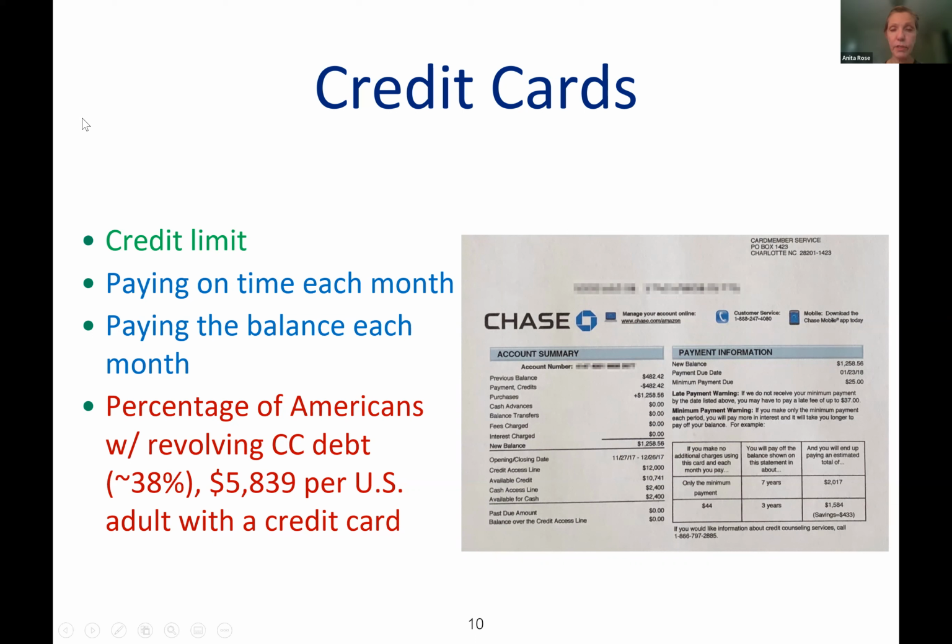All right, so here are just some statistics. The percentage of Americans with revolving credit card debt, carrying the debt, is 38%. Sadly, 38%, which equates to about $5,800 per person. That is a lot of money, and it's a lot of interest going to the banks.